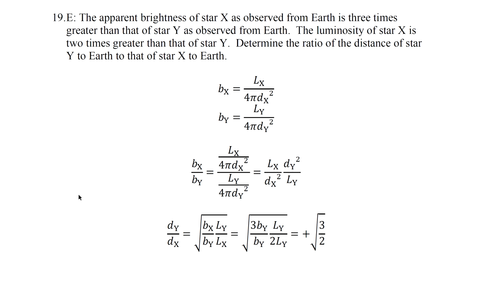Question 19. The apparent brightness of star X as observed from Earth is 3 times greater than that of star Y as observed from Earth. The luminosity of star X is 2 times greater than that of star Y. Determine the ratio of the distance of star Y to Earth to that of star X to Earth. So we have these two equations for the brightness, for X and for Y. So now just divide the two.